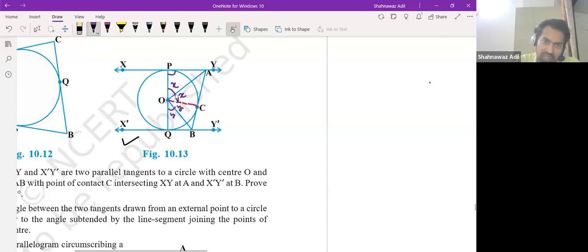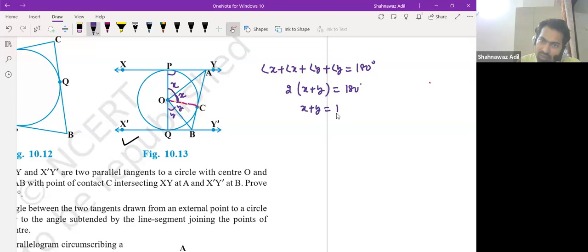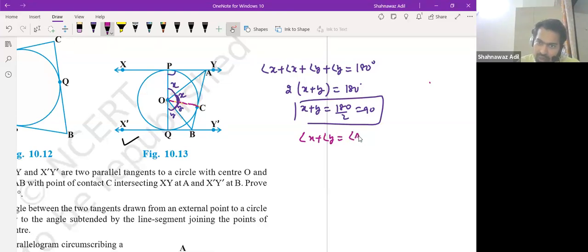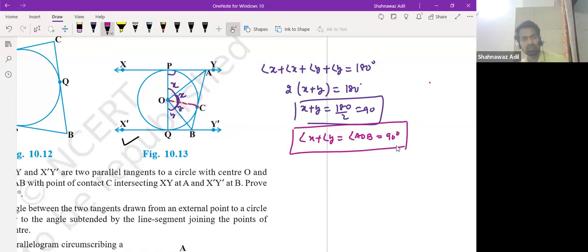So now from the linear pair, what would be the sum of x plus y plus y? 180. So we can write this one, which is simpler, right? 2 of x plus y is 180. So x plus y is 180 by 2, which is 90. So x plus angle y is angle A, which is 90. So you can also do this by this method. Understood?